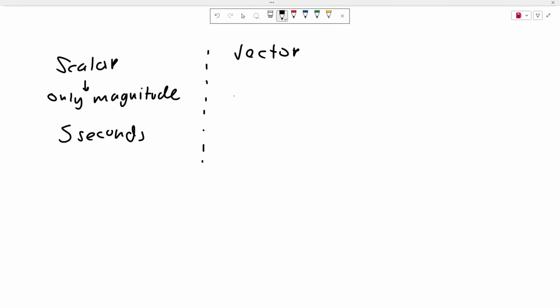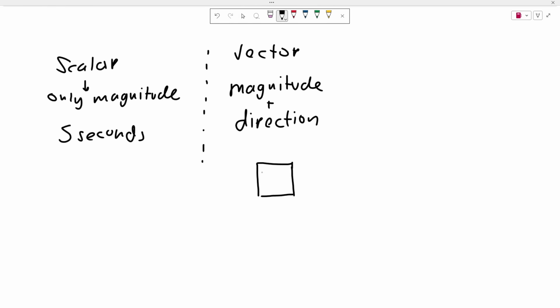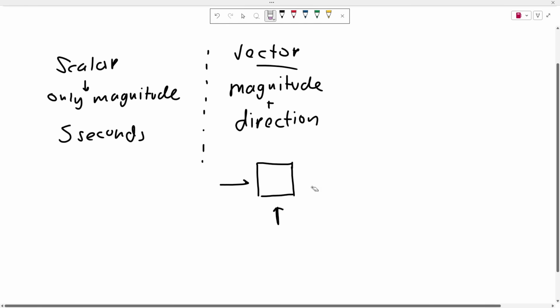And vector quantities have magnitude and direction to them. So for example, when I say I applied a 5 Newton force, technically that's incorrect because I need to tell you where I applied that 5 Newton force. Let's say a student applied a 5 Newton force on a block. That means that the direction of this force has to be in or facing this block.